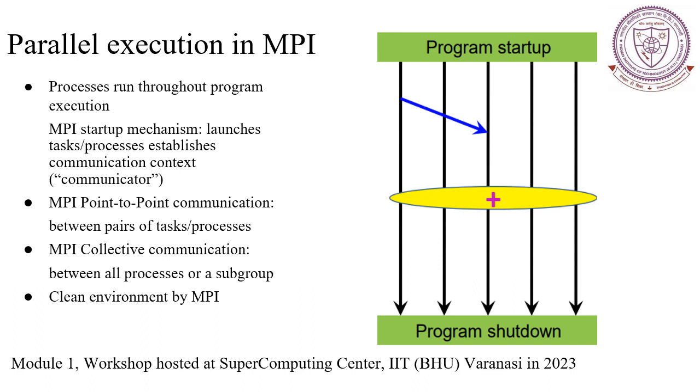Once the MPI program is launched, each process is assigned a unique rank. The rank is an integer that identifies the process within the communicator.